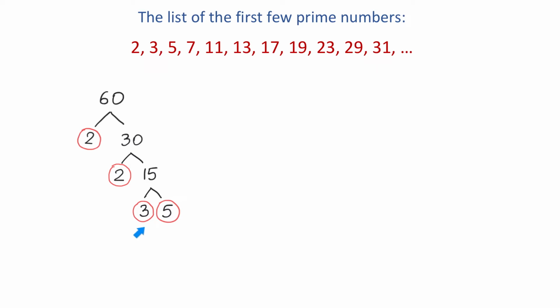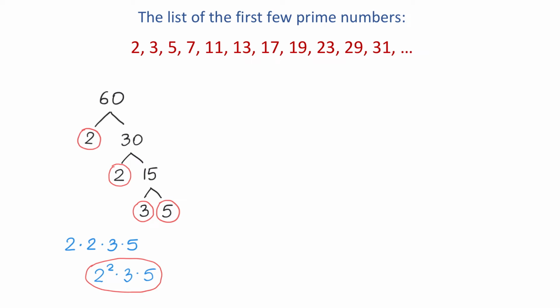Once both these numbers are prime, we can start writing the prime factorization. The prime factorization of 60 is 2 times 2 times 3 times 5. So we can write it as 2 times 2 times 3 times 5, and whenever some of the numbers repeat, we will use the exponents. We can write 2 times 2 as 2 to the second power, then times 3 times 5. And this will be the prime factorization of 60.